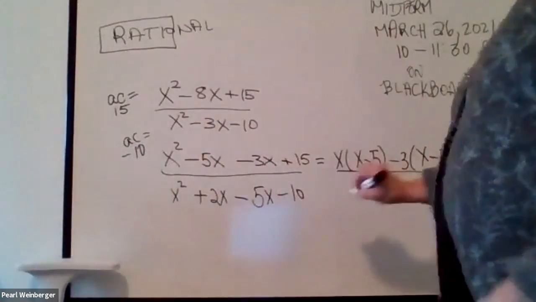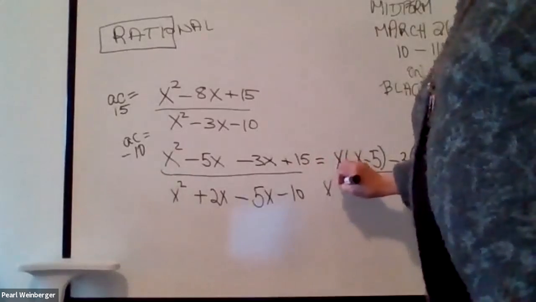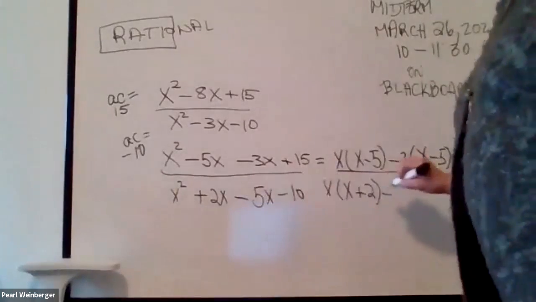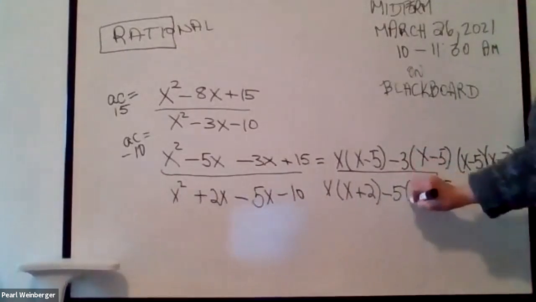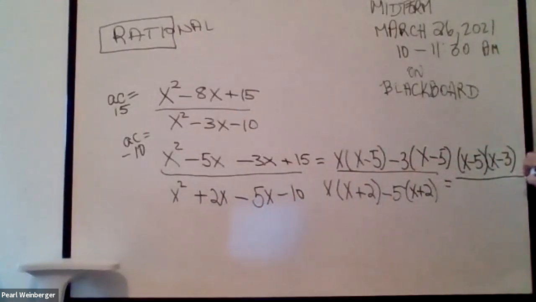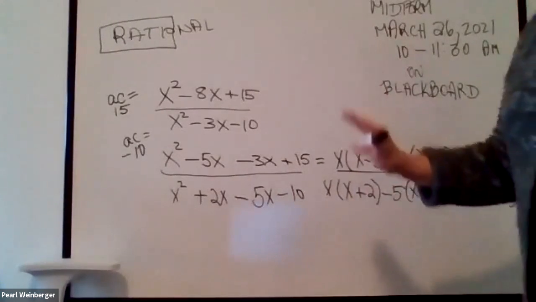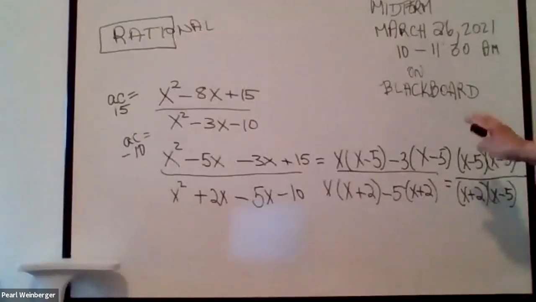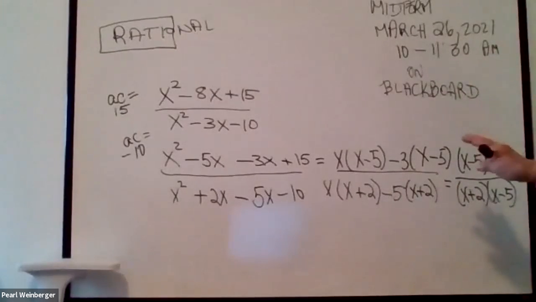And this is then going to be x times x plus 2. And my next one has a negative 5 as a common factor. That becomes x plus 2 as well. So the denominator factors into x plus 2 and x minus 5. All the hard work has now been done. The hard work is doing the factoring. Once the factoring is done, we can then look, and when it's polynomials, it's going to be very easy.